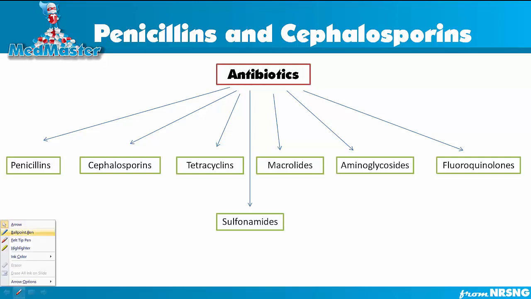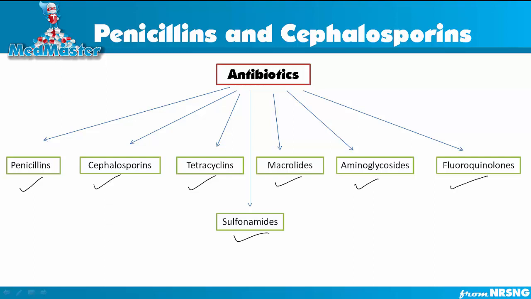Antibiotics. In this video, we will mainly cover the penicillins and cephalosporins. There are 7 different kinds of antibiotics being used right now: penicillin, cephalosporin, tetracycline, macrolides, aminoglycosides, fluoroquinolone, and sulfonamides. In this one, we're going to focus on penicillin and cephalosporins because they're really closely related classes, so it'll be much easier to learn them together.